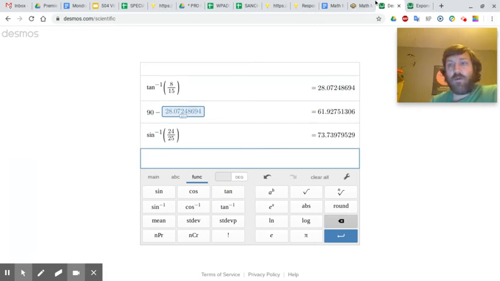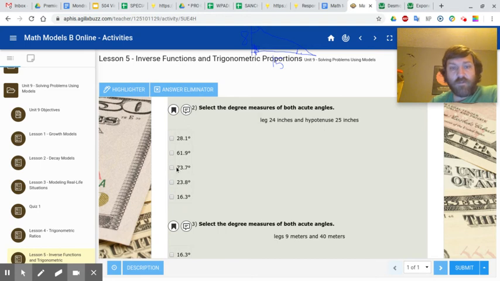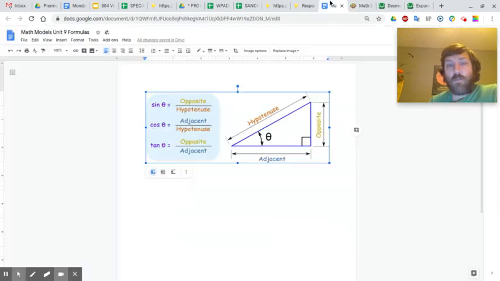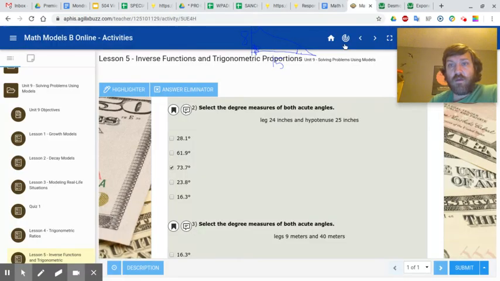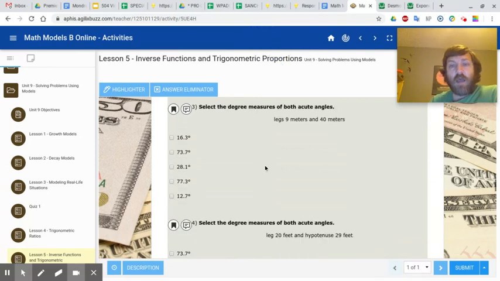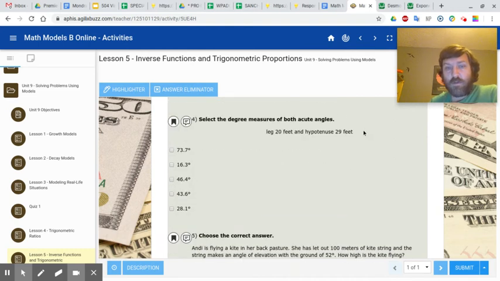Okay, so 73.73. Let's see where that is. 73.7. So again, I'm doing the opposite over the hypotenuse. Leg divided by hypotenuse. Hypotenuse always goes in the denominator, always in the bottom of the fraction, no matter what. And then that's the first one, which means that 16.3 has to be the other one, because they add up to 90 degrees. I could go through that whole thing, but do 90 minus the answer you got for the first one to find the other one. I'll let you do the rest of these. This is going to be like number 1. This is going to be like number 2.